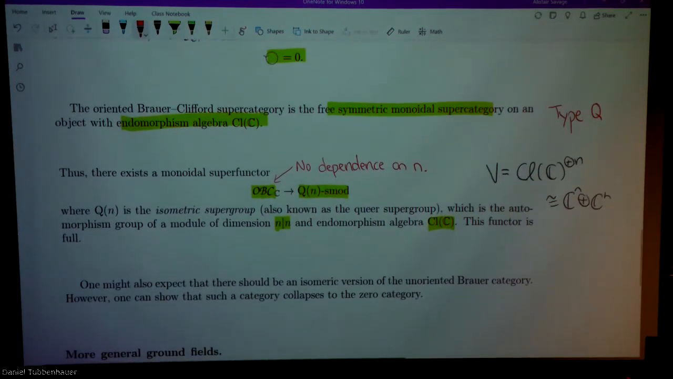And then again, you might think, well, there should be an isomeric version of the unoriented Brauer category. But if you play around a bit, you can see that that category collapses to 0. You can do little diagrammatic tricks to show that everything collapses there. So there's no unoriented case where you've got these dots, it's odd dots that square to -1. Any questions on that?